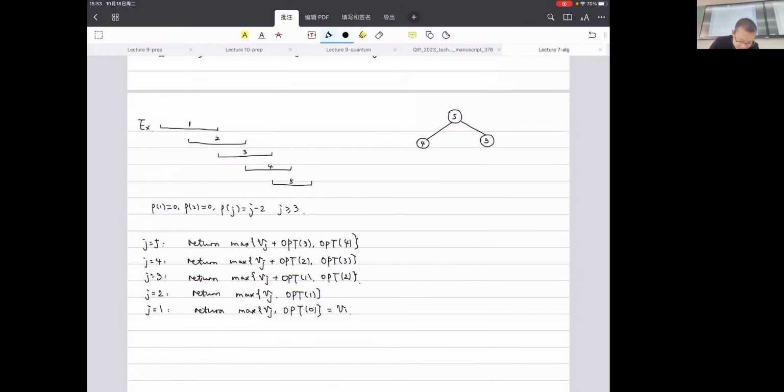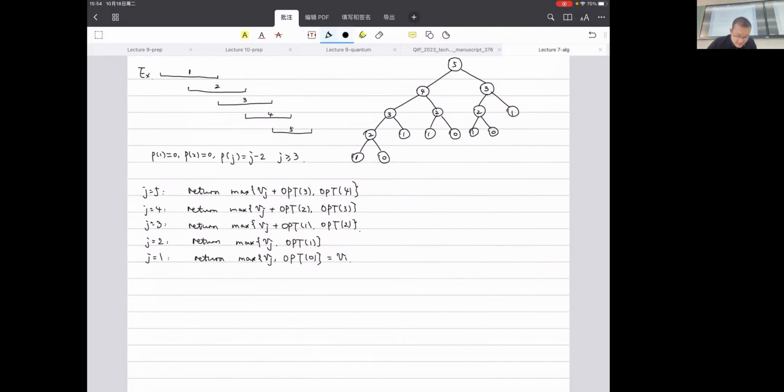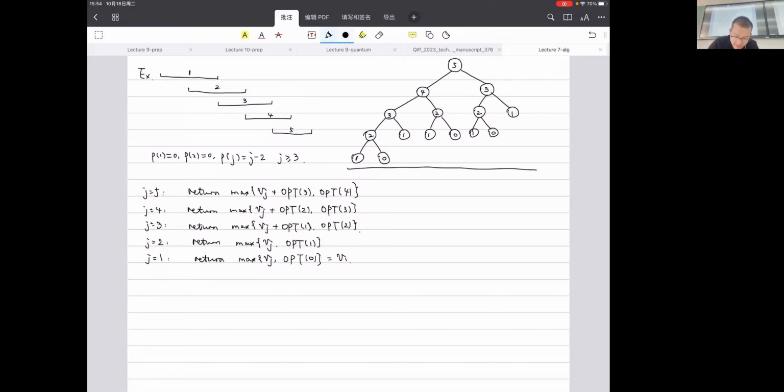Using this recurrence relationship, from 4 here it also has children. This is a 3 here, there is a 2 here. For the 3 here, you have a 2 and a 1, and another 2 and a 1. And you have a 1 here, and a 0 here. I won't draw further for the 1 here because its corresponding solution is like this. So in general, just imagine the size of such trees.